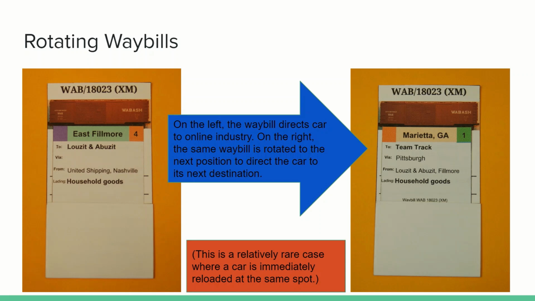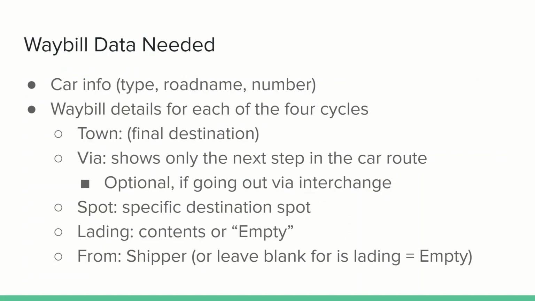I do point out this particular example here. In this case, a car that was delivered to an industry is then immediately being reloaded at that industry and sent on. That's something that, at least on my layout, doesn't happen terribly often, but it happens in this case, the way I decided to set it up.